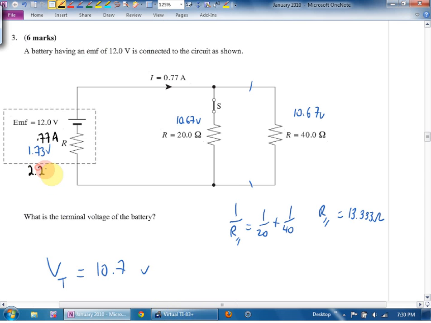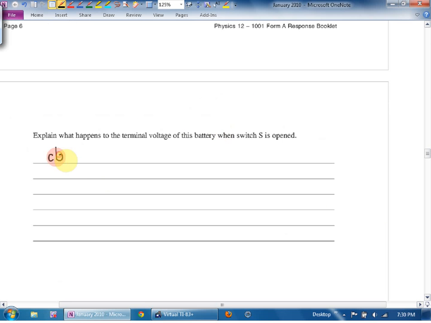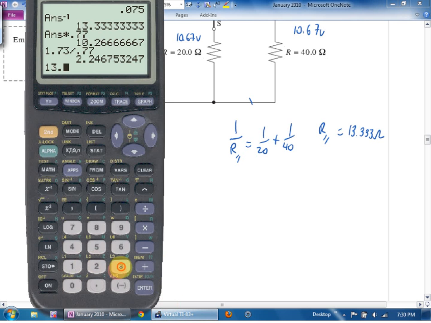With this switch closed, what's my total resistance? This plus that. 15 point something. Is that okay? With this switch open, that means this is no longer part of the circuit. You know what my total resistance is? So, closed, R total equals, what did we say? 13.3 plus 2.25, 15.6.